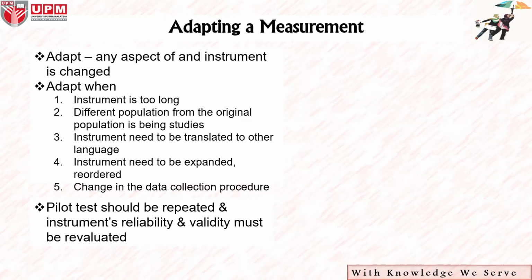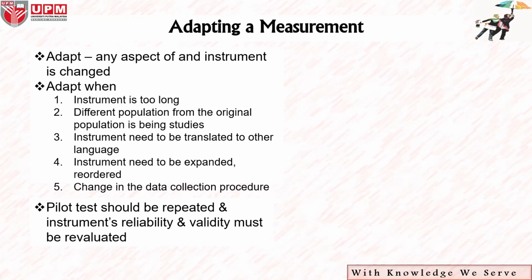Then, the instrument needs to be expanded or reordered. Sometimes the original instrument is not in the usual psychological order, from easy to hard. But sometimes, to suit our respondents, we change the arrangement. Likewise for expanding: sometimes the instrument is too short, so we need to expand the items. Next one, change in the data collection procedure. It means there is a change when we administer or collect our data compared to the original author.